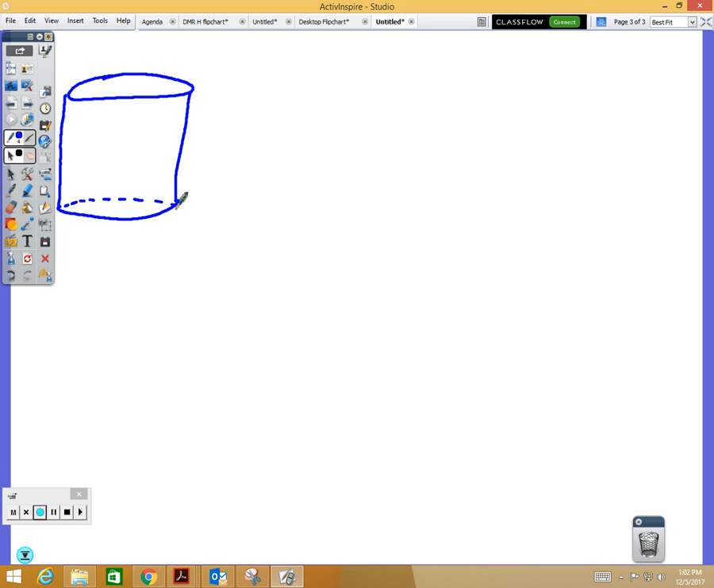Don't worry if your picture is not great. And I'm going to show on the top part of my circle, from the center of the circle to an outside edge is going to be 7 meters. And from the top of the cylinder to the bottom of the cylinder is going to be 21 meters.